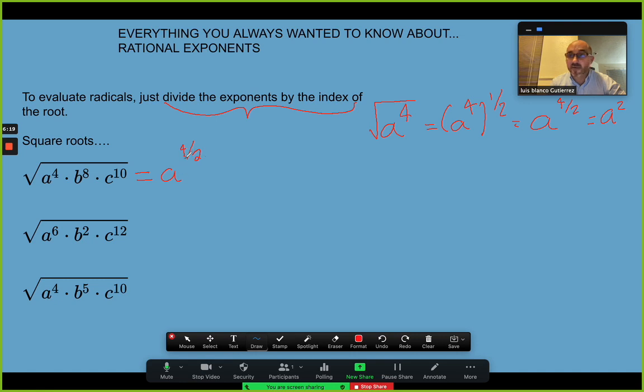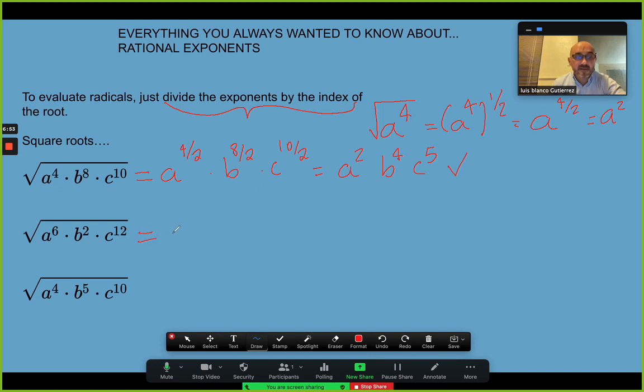So a to the power of 4 over 2 times b to the power of 8 over 2 times c to the power of 10 over 2. And if we're lucky and all the fractions give me whole numbers, I just write the result. So a to the power of 2 times b to the power of 4 times c to the power of 5. And this is the answer. You just need to simplify it. Remember, we divide the exponent by the index.